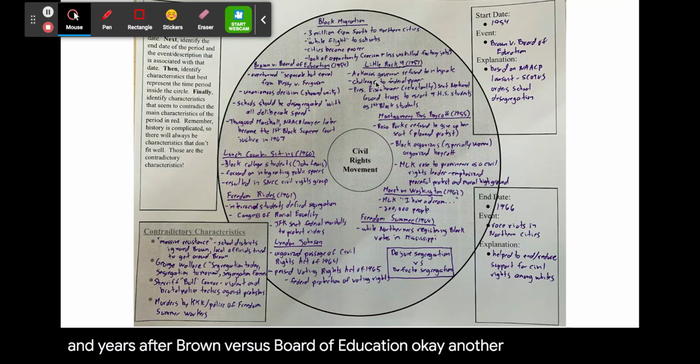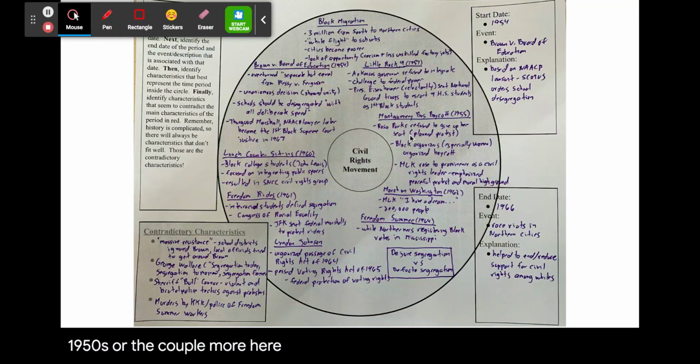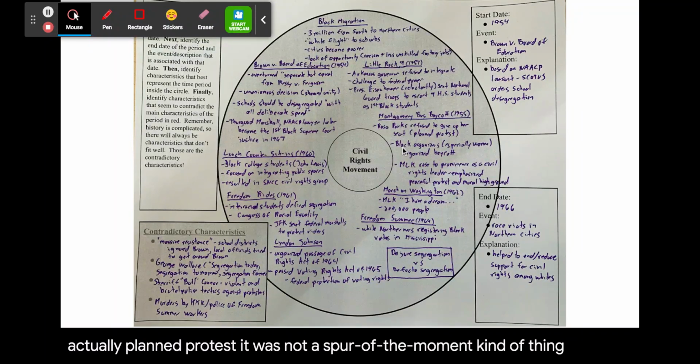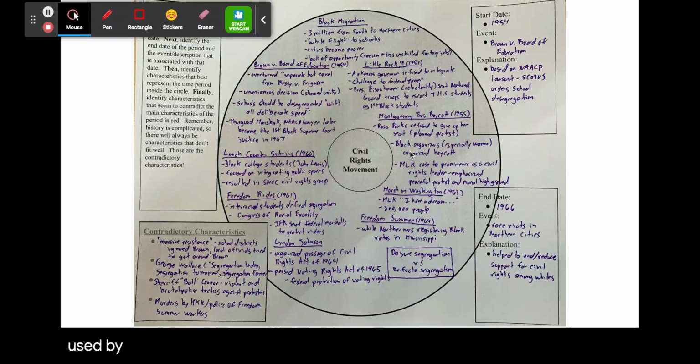Okay, another event of the 1950s, there's a couple more here. In 1955, there's the Montgomery Bus Boycott. This is pretty famous. This is where Rosa Parks refused to give up her seat. This was actually a planned protest. It was not a spur of the moment kind of thing. And this Montgomery Bus Boycott was organized by Black community organizers, especially women. They're the ones that organized the boycott.